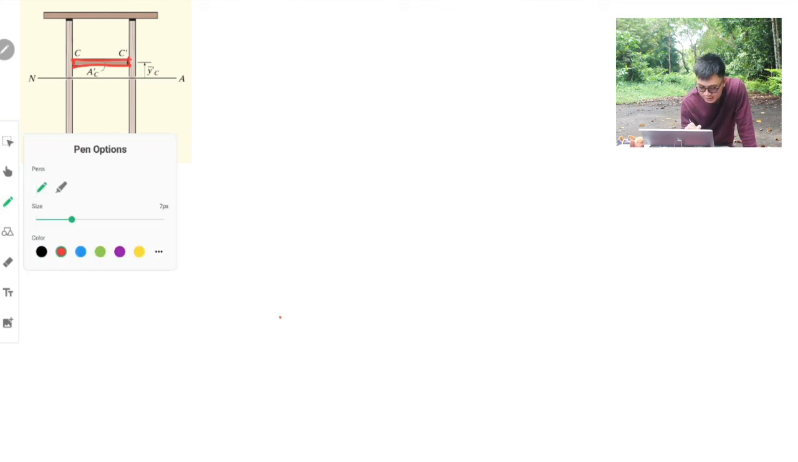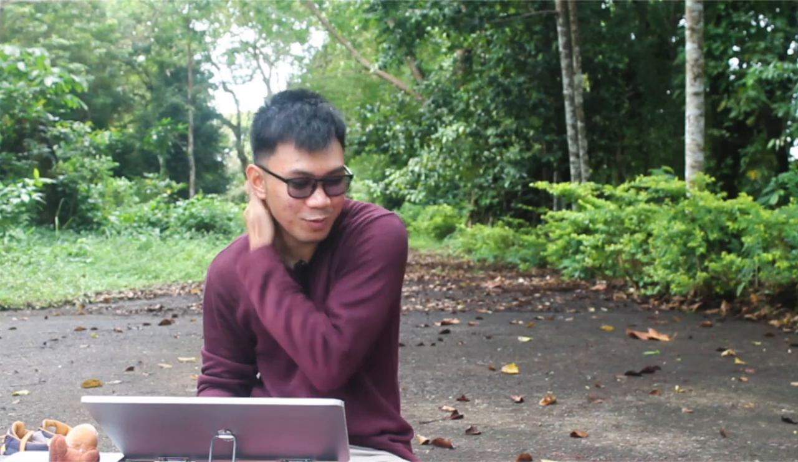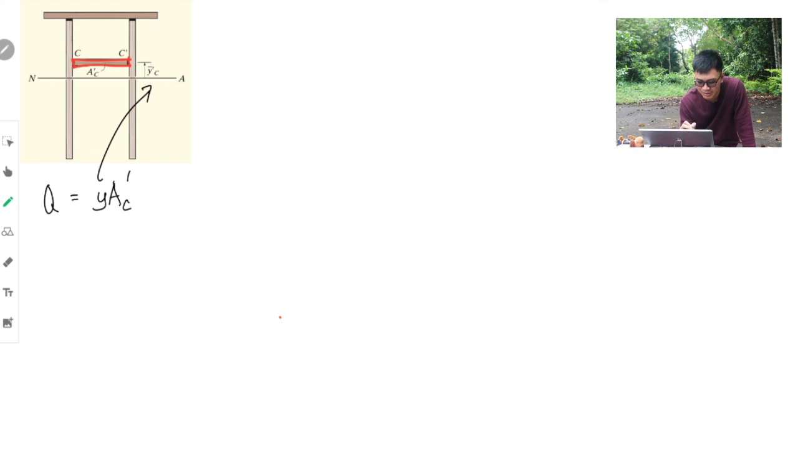And Q is equal to YA prime. So this is our area, which is A C, and this Y is our Y bar prime C. Okay? Y bar prime C. That's just a headache. So, sir, why not include everything? No. Only that portion is what we focus on.